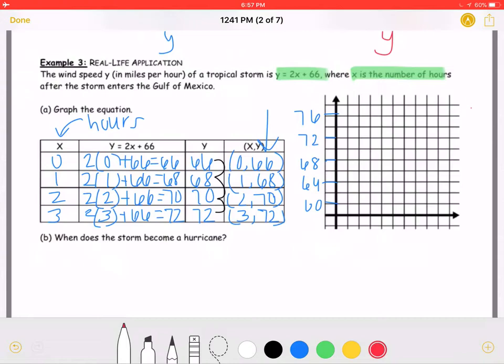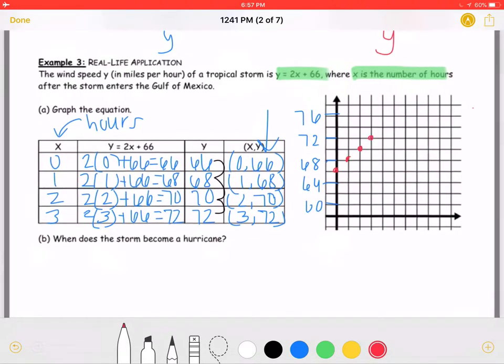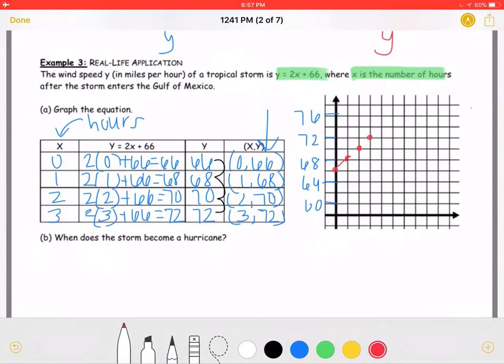All right, 0, 66, 1, 68, 2, 70, 3, 72. Connect all of those points to form your straight line and continue through up to the right.